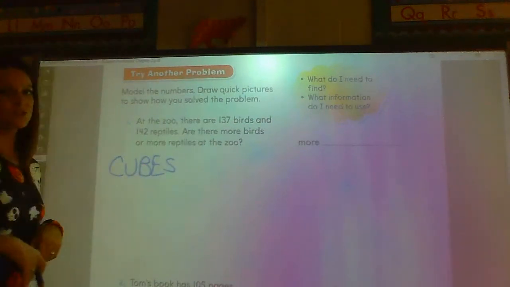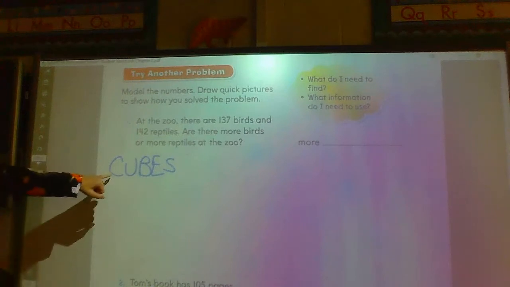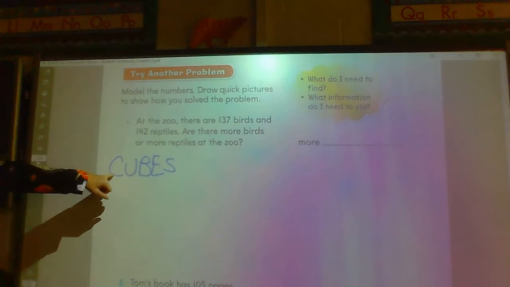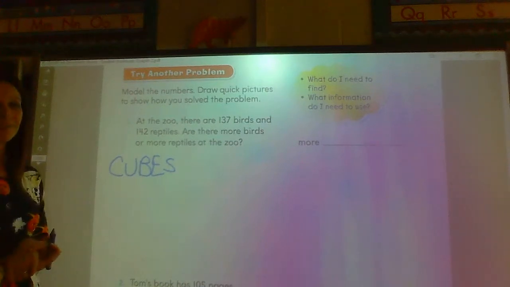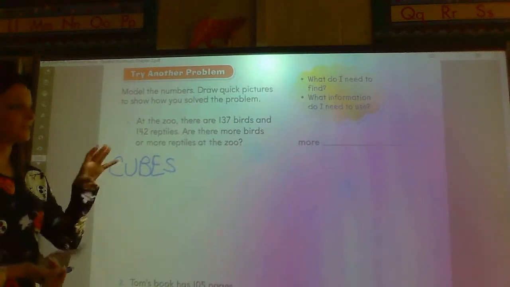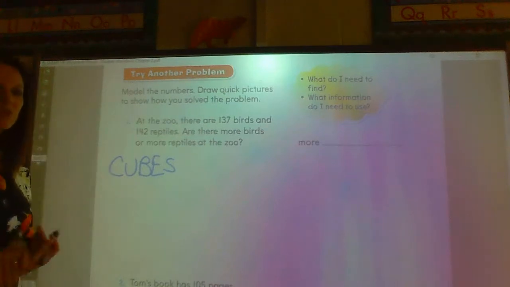Our first job when it comes to a word problem is yell it out to me, friends. Carefully read our problem 2 times. So follow along in your book as I read. At the zoo, there are 137 birds and 142 reptiles. Are there more birds or more reptiles at the zoo? Well, friends, we read a problem like this earlier. There's different numbers though, so it sounds familiar.